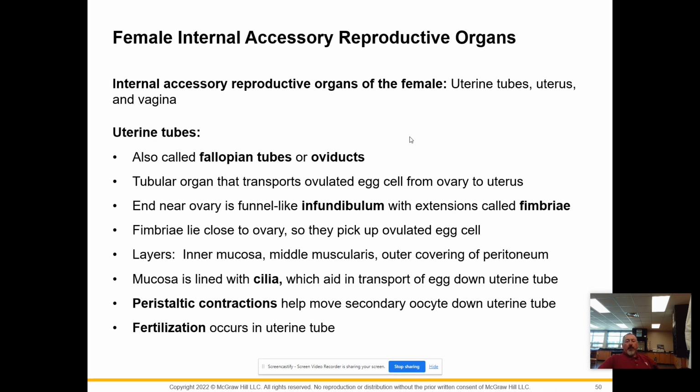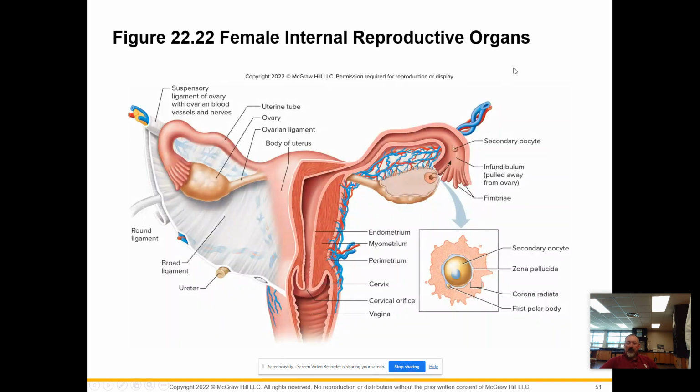Okay, so inside of this, you have some other things. Let's talk about the inner layer as inner mucosa, middle muscularis, and also an outer covering of the peritoneum. The muscularis is going to be important in just a moment, but this is going to be essentially crowd surfing the way down because there's going to be finger-like projections, which we know are called cilia, that are going to work it down, ultimately ushering it down this way.